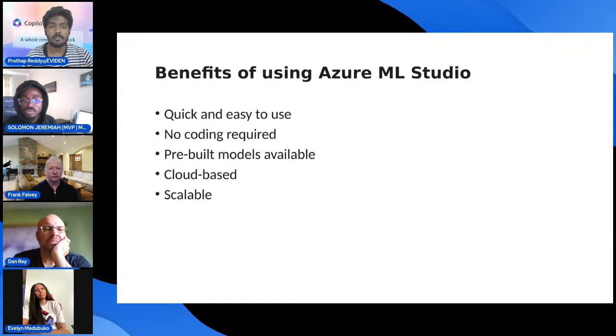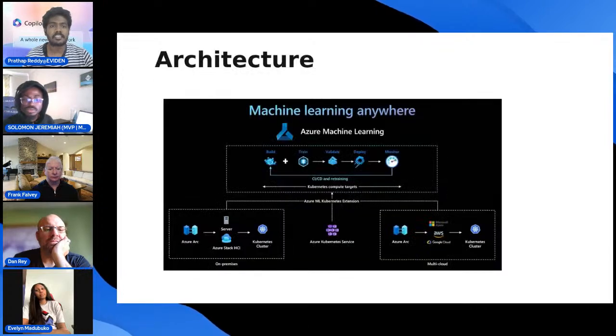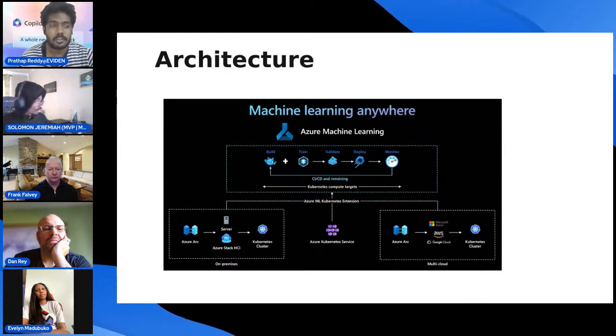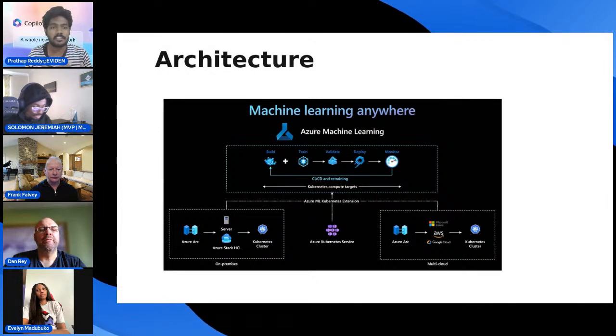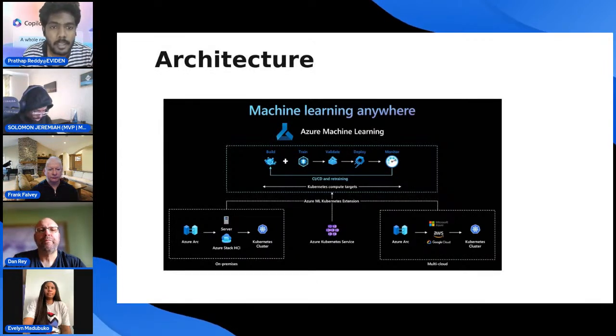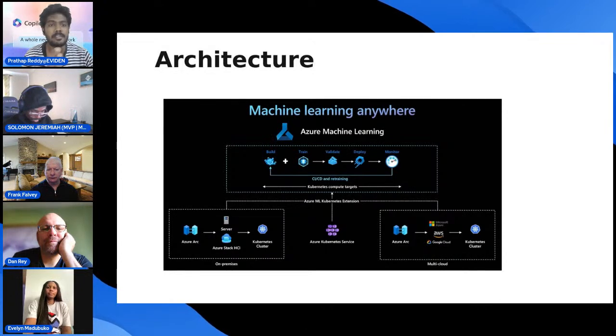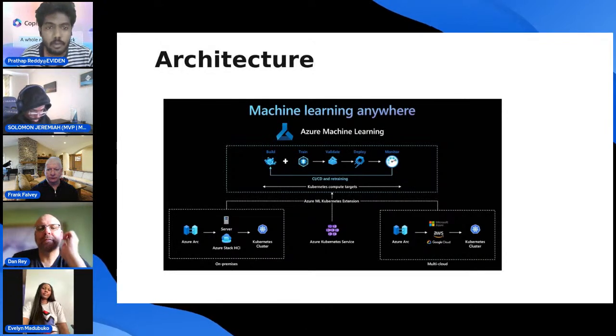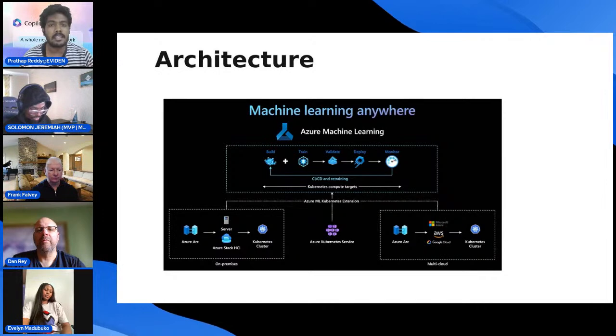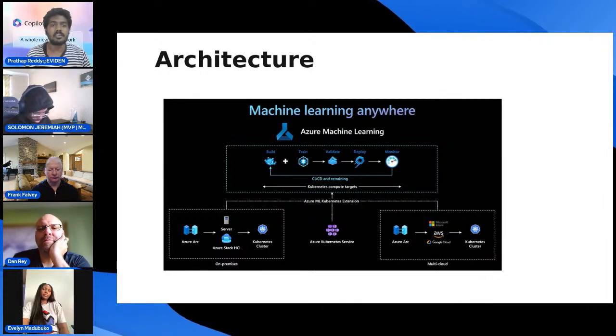Now we can move to the architecture. This is the basic architecture of ML Studio. The main thing to understand about machine learning is that first we build a model and then train that model. Once we build and train the model, we go for validation. Once validation is completed, we can deploy that model and then monitor it. These are the four main steps involved in Machine Learning Studio.